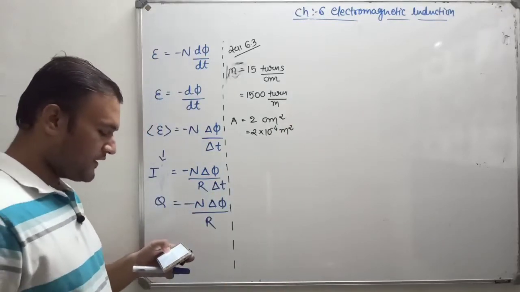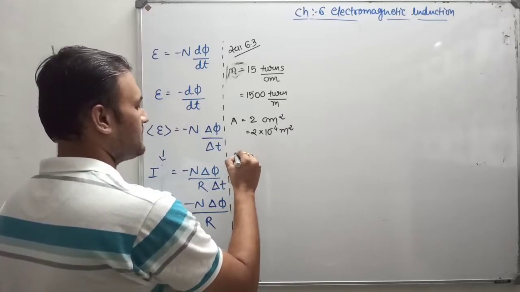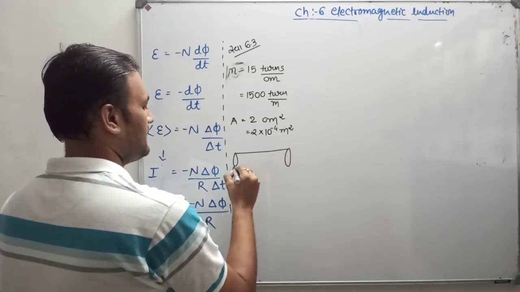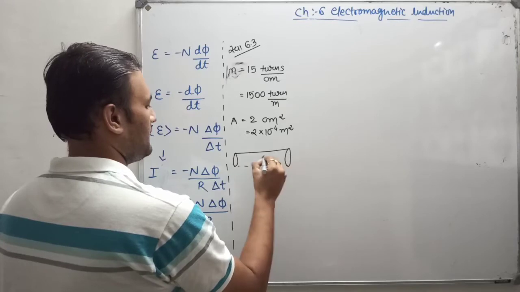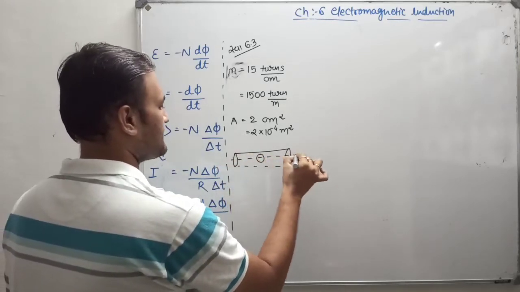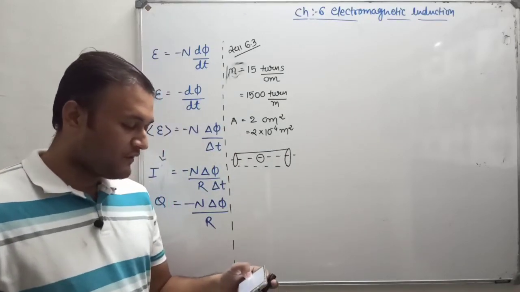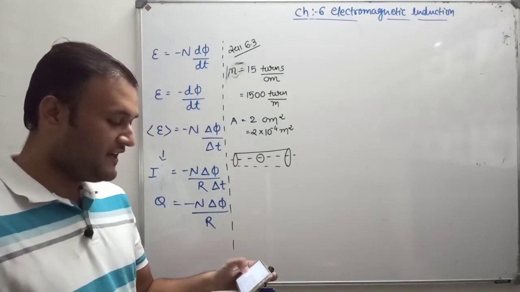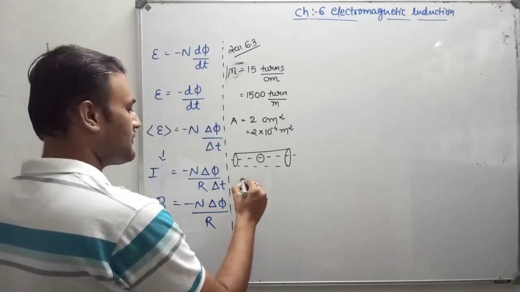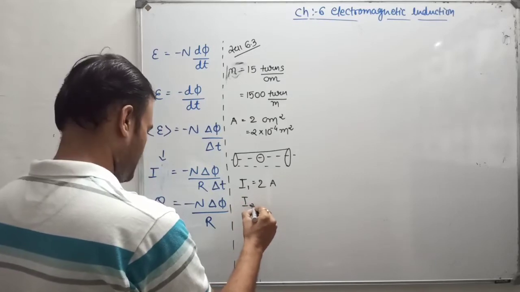Placed inside the solenoid normal to its axis. It means the loop is placed inside the solenoid, and it is normal to its axis. If the current carried by the solenoid changes steadily, I1 is equal to 2 ampere to I2 is equal to 4 ampere.